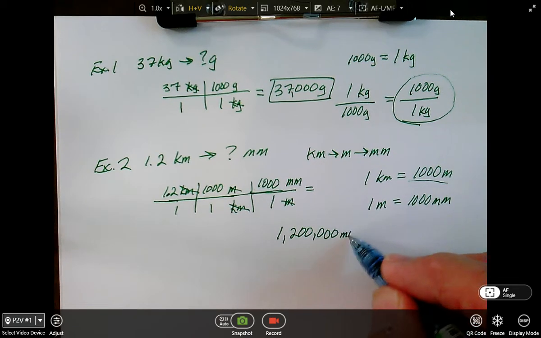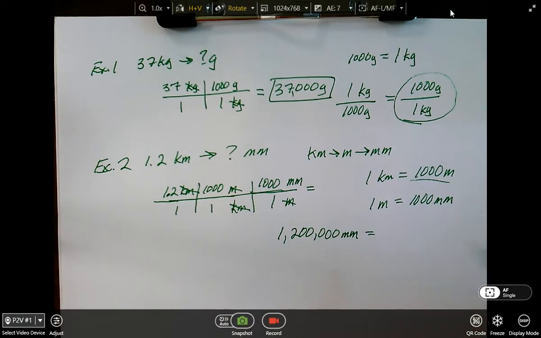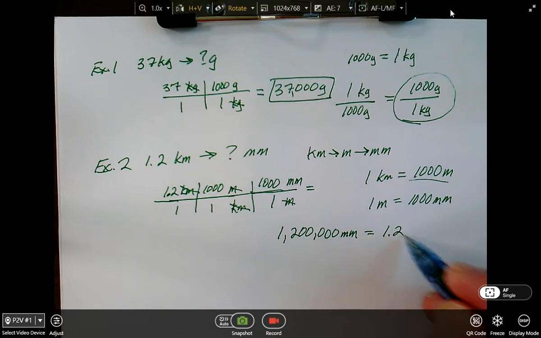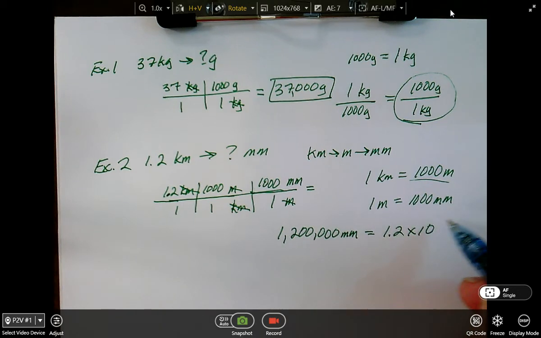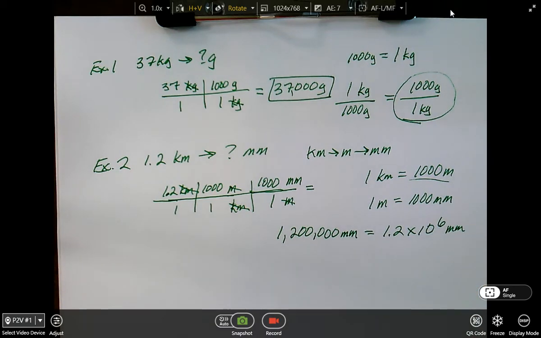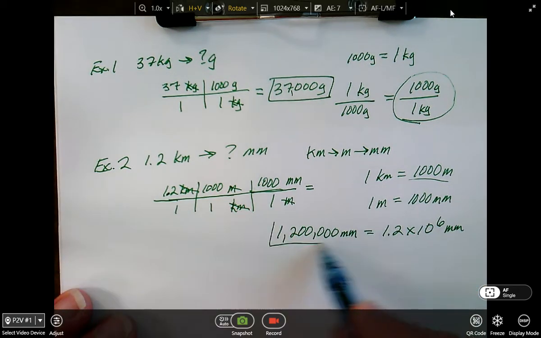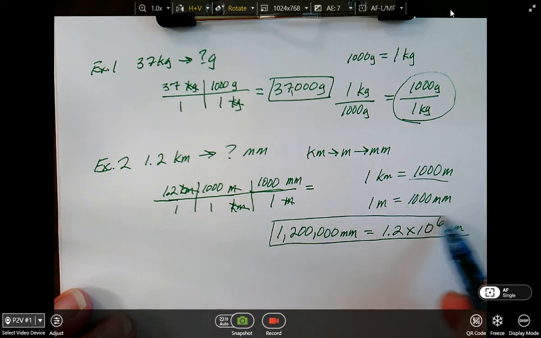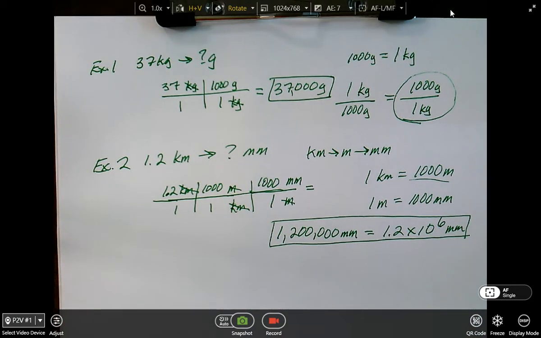1,200,000 millimeters. You could also put that into scientific notation and call it 1.2 times 10 to the 6th millimeters, okay? So either one of those are correct. I would accept either answer unless I specifically said put it in scientific notation. Okay, so let's go on to another example.